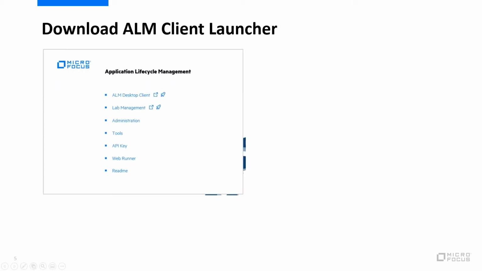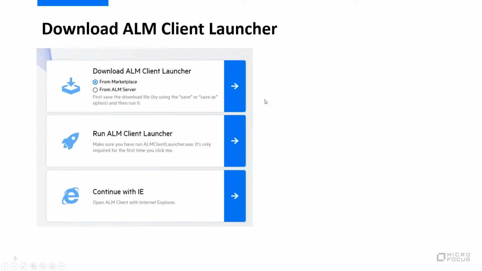Now that we understand what the Client Launcher is, the next question to ask is, where can we download the executable? If you go to the ALM default page, you will see the ALM Desktop link, and next to it, there is a shutter icon. Click on that icon and it brings you to the download page for ALM Client Launcher.